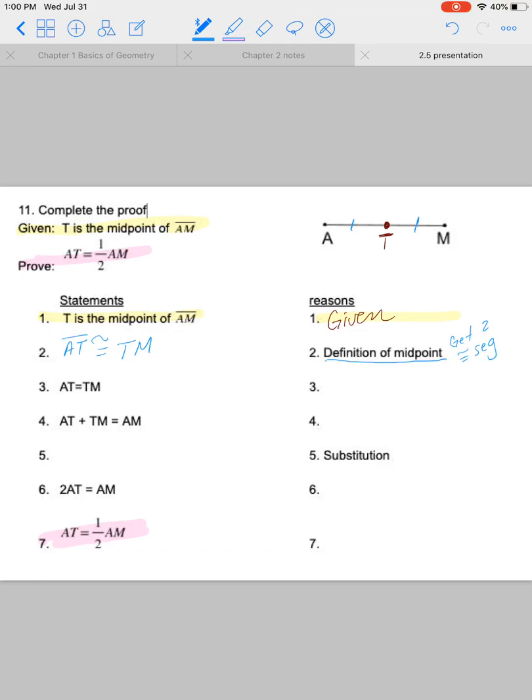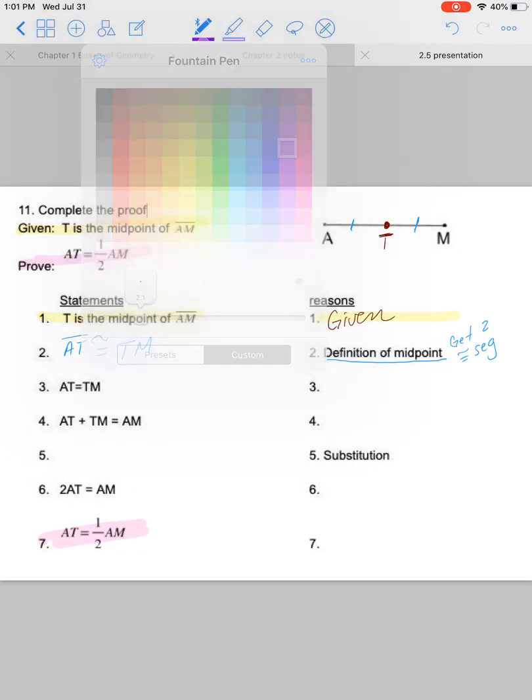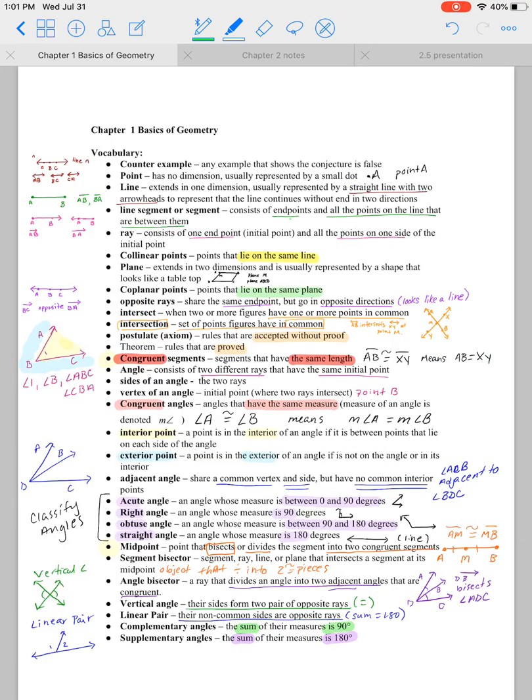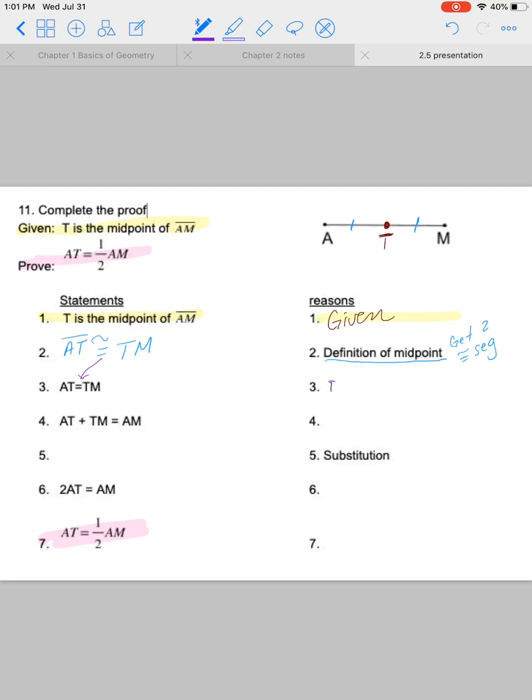From line 2 to 3, they've given us the statement, we have to provide the reason. The difference between 2 and 3 is our congruence changes to equal. Once again, back in chapter 1, our congruent in the middle of the page there, highlighted in dark red. If we have congruent segments, they have the same length. So that is our definition of congruent.